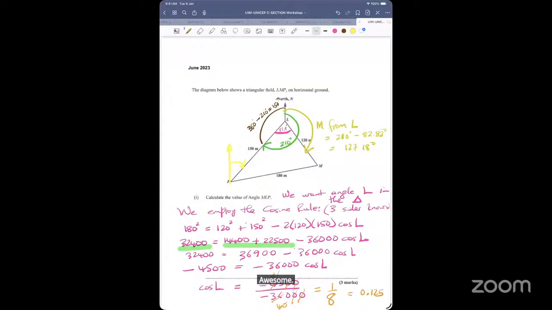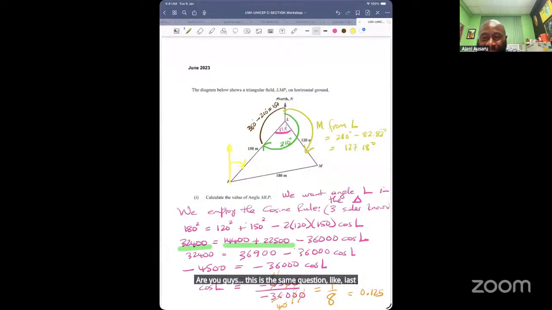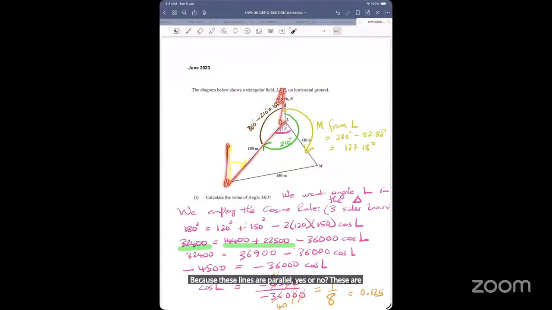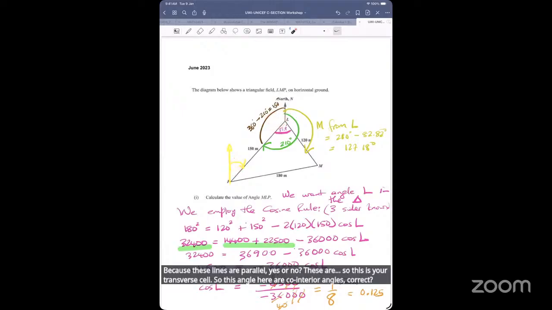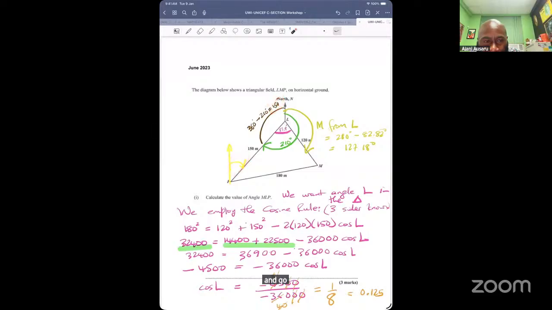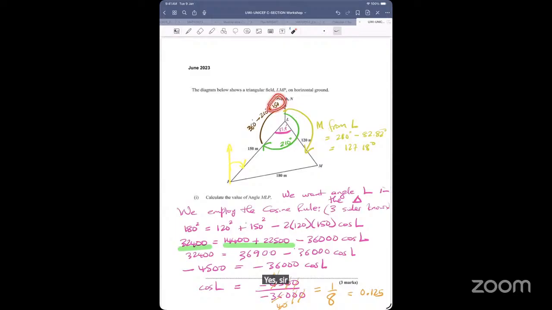Yes, sir. This is the same question as the last question, except that in this question, he kind of leads us on and tells us what to do. But it's the same question as a while ago with the transversal, remember? Because these lines are parallel, yes or no? Yes. So this is a transversal. So these angles here are co-interior angles, correct? Co-interior angles are what? Supplementary. That means they add up to 180, correct? So this is 150, so the 150 from the 180, and you'll have 30.